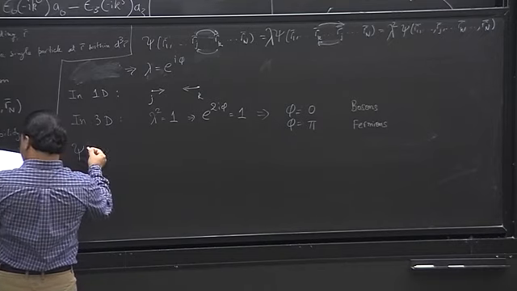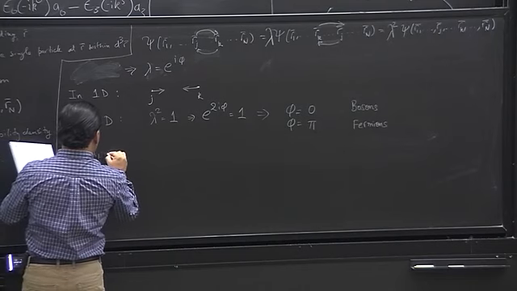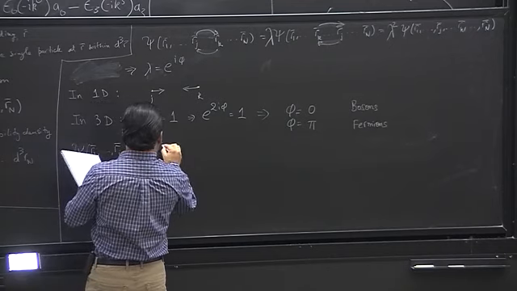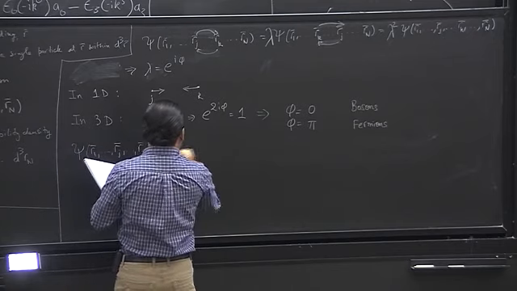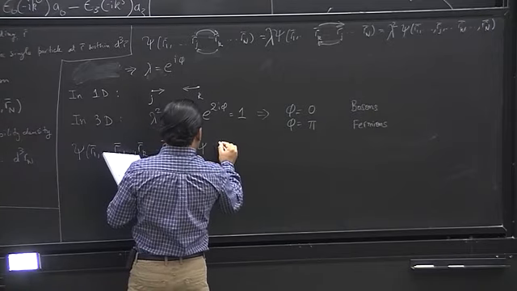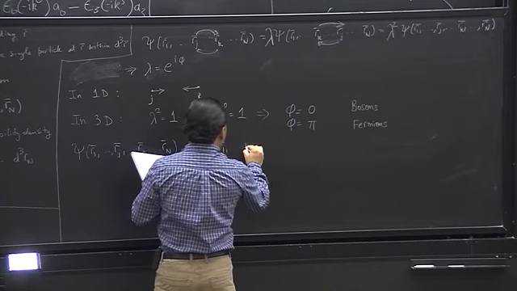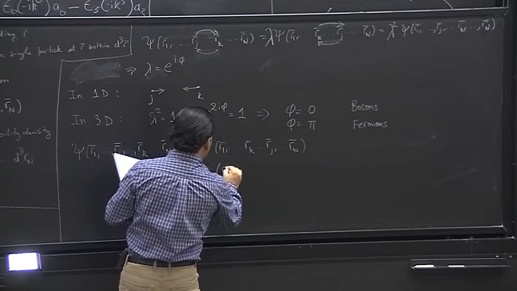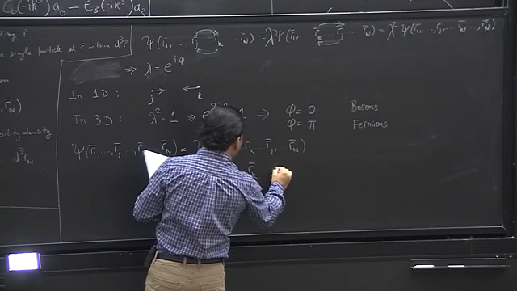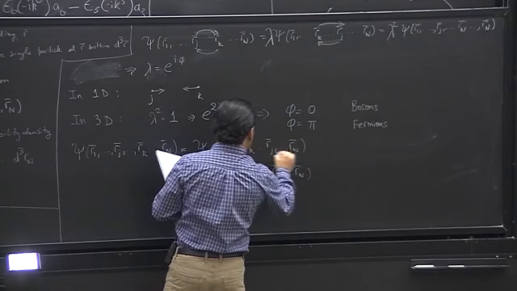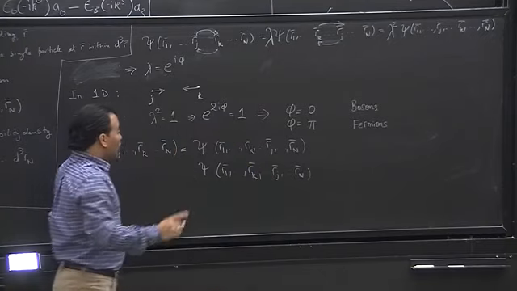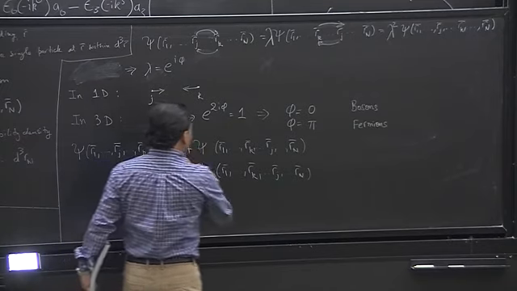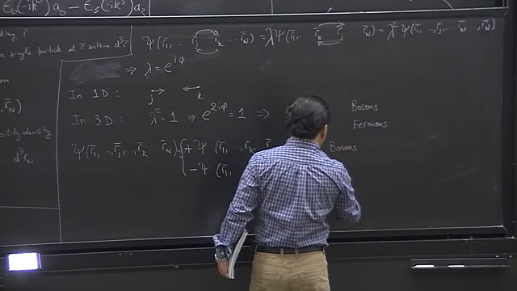So let's just write it down, what that means for us. If you have psi of R1, ..., Rj, ..., Rk, ..., Rn, now if we exchange particles, what we are going to get is psi of R1, ..., Rk, ..., Rj, ..., Rn. Now for bosons, you will have a plus sign here, and for fermions, you will have a minus sign here. So this is equal to this. This is for bosons. This is for fermions.